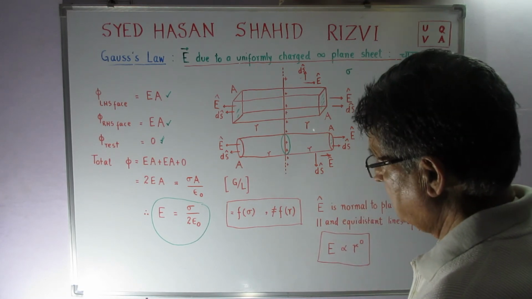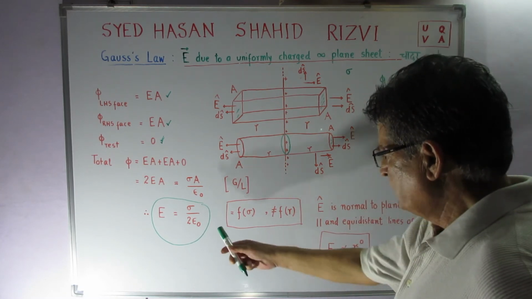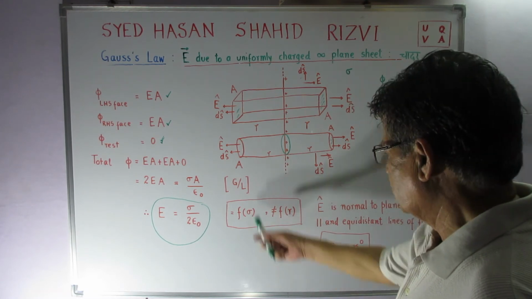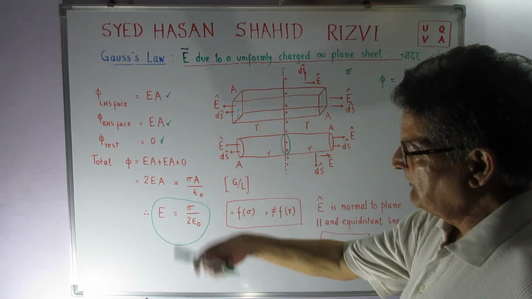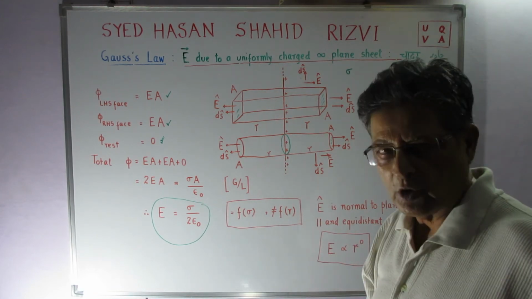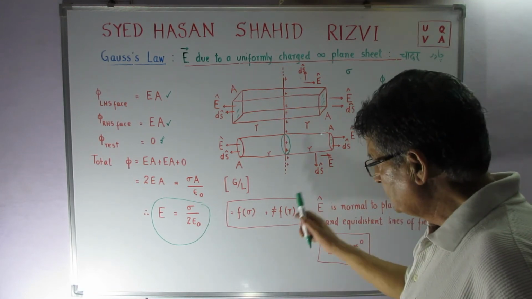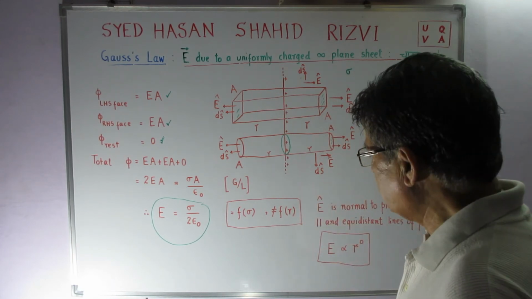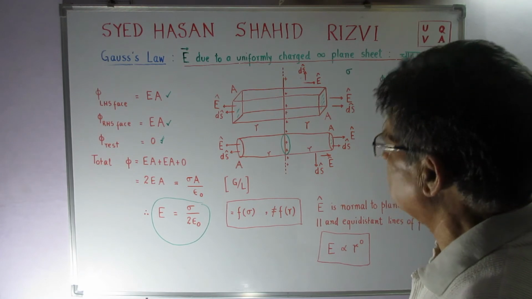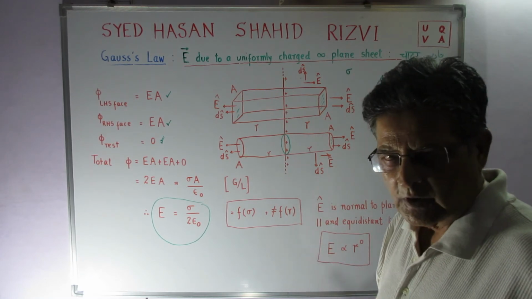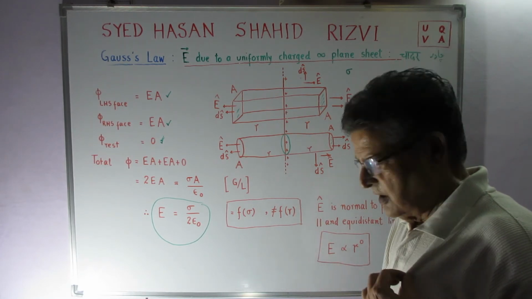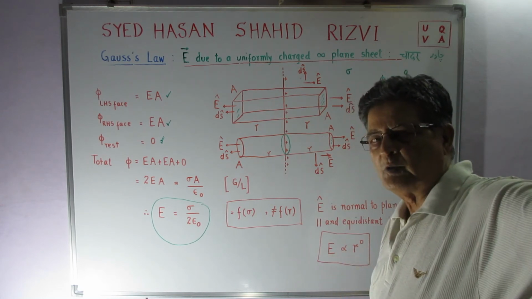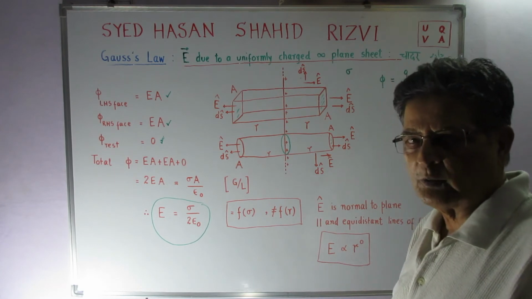Which shows that E of course is a function of sigma. And if the sigma is also known to us, then the value of E will not change at all. It is not a function of R. How much distance away it is, it's not a function of R. Whatever it is at 1 centimeter, the same value will be after 100 kilometers.